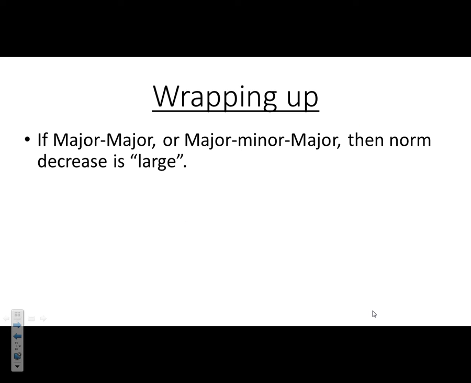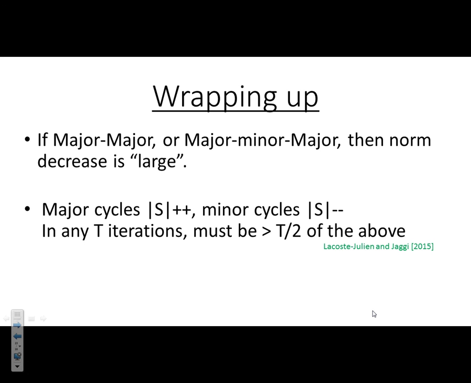So yeah, if major, major, or major, minor, major, then the norm decrease happens, and then comes this sort of trivial observation that if there are t iterations, because major cycles increase and minor cycles decrease, if there are two minors, then a strict decrease is happening. So in t iterations, there are at least t by 2 major, major, or major, minor, major. I write this here because in our submitted version we had t by n. I guess we weren't caring about n's at that time, but this was pointed out.